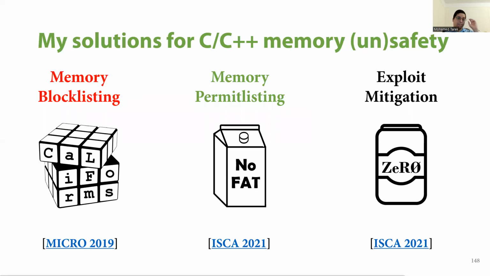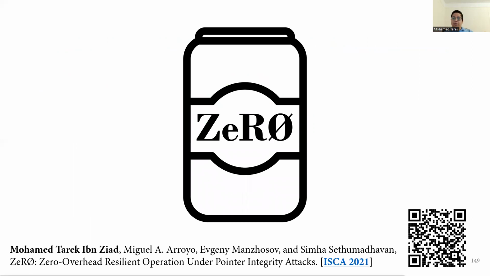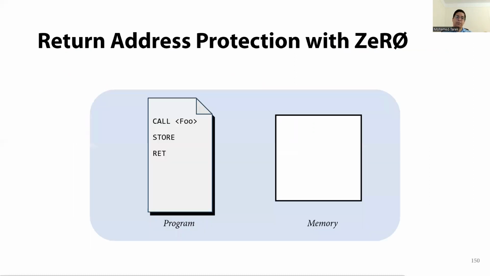With that being said, let's now move on to ZeRØ. ZeRØ, which stands for Zero Overhead Resilient Operation Under Pointer Integrity Attacks, is an exploit mitigation technique. To be precise, ZeRØ protects pointers such as return addresses, function pointers, and data pointers as they represent the main target for memory safety attacks. So, how does ZeRØ work?